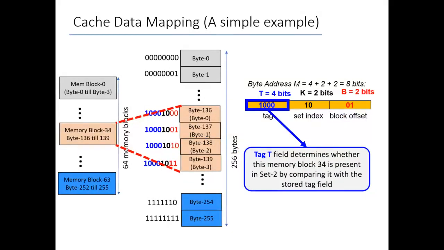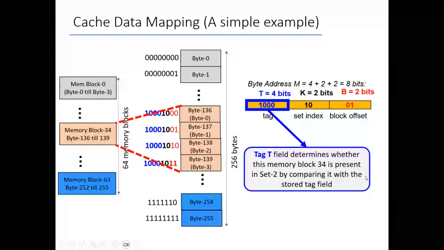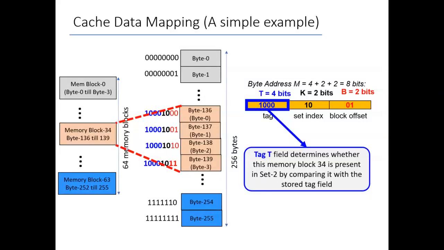The tag field determines whether this main memory block 34 is present in set 2, by comparing it with all the stored tag fields, to see whether it's a hit or not. For determining the hit, we're not only comparing the tag fields, but we're also looking at the valid bit. If the valid bit is 1 and this incoming tag matches any of the stored tags, then there will be a hit in that particular way.